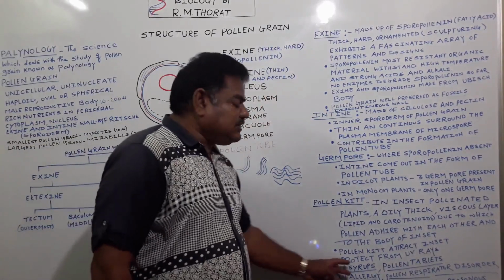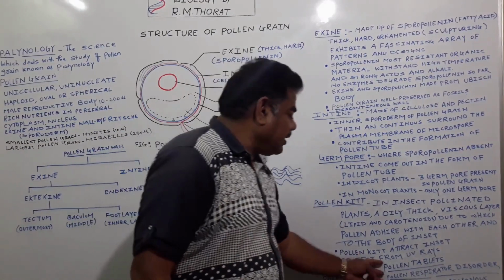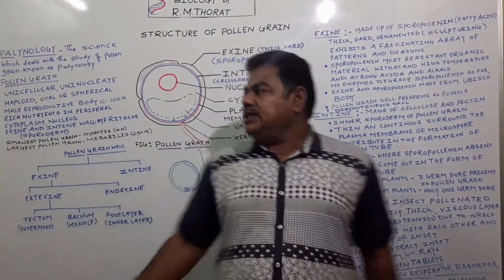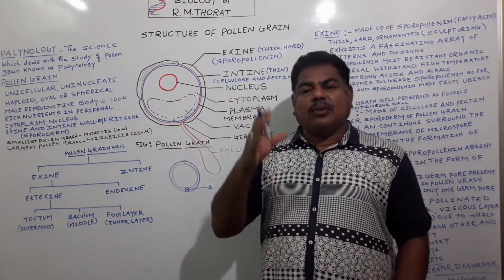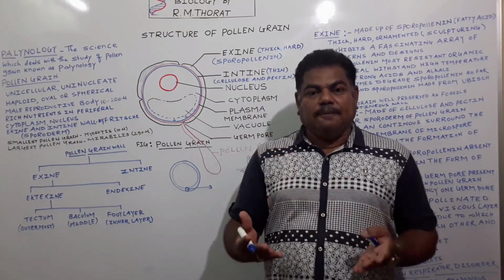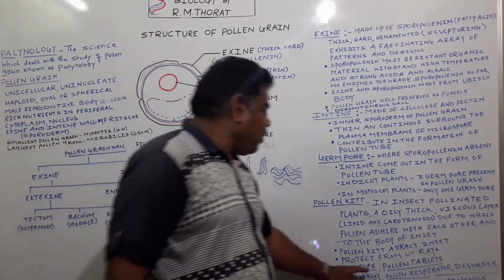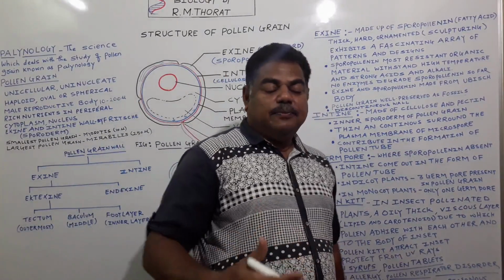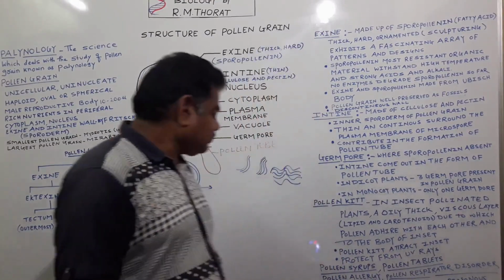Nowadays pollen syrup formation takes place. Some companies are also preparing pollen tablets, because the cytoplasm of pollen grain is rich in carbohydrate, rich in protein, rich in water, and they assume that these pollen syrups or pollen tablets improve the power of athletes.